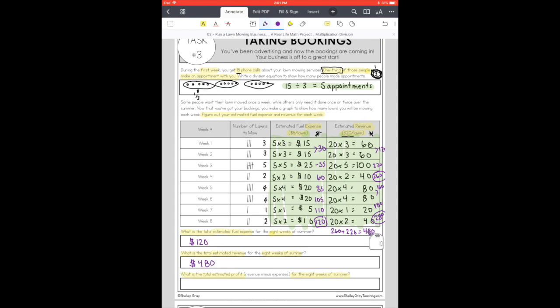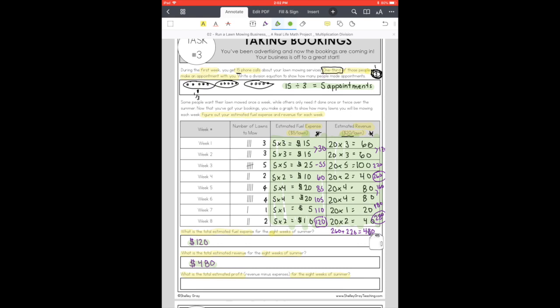So if you did not do this as fast as me, that totally makes sense. You may have had to write it in sections, or you may have had to break it apart, and that totally makes sense. But our answer is 480, okay? I'm going to highlight those two answers, 120, 480.